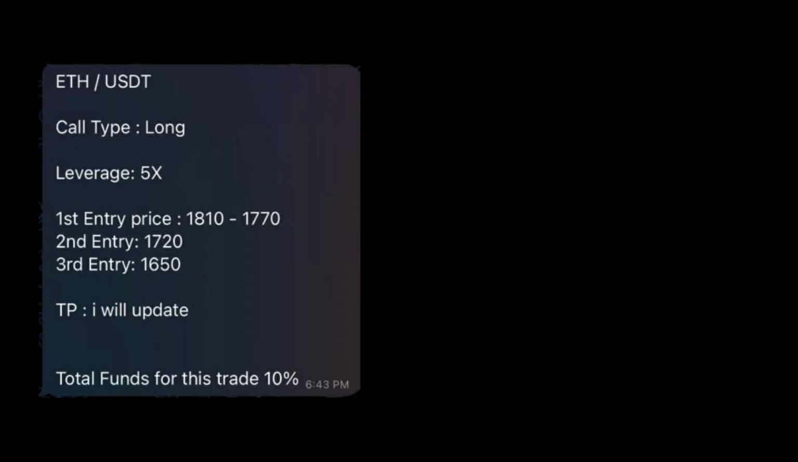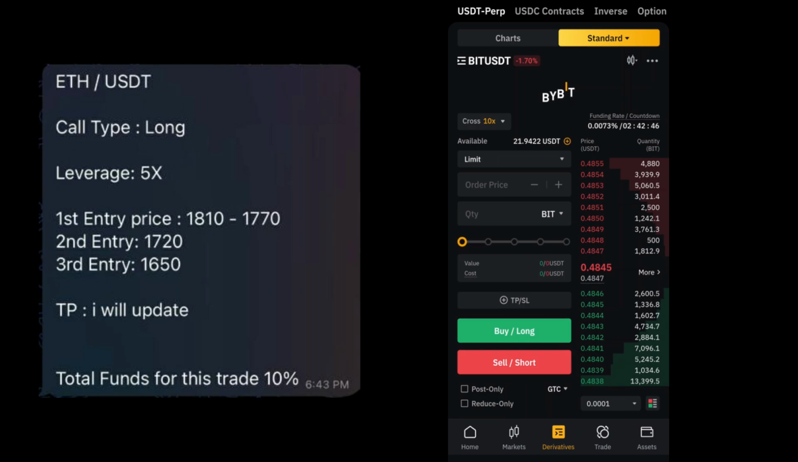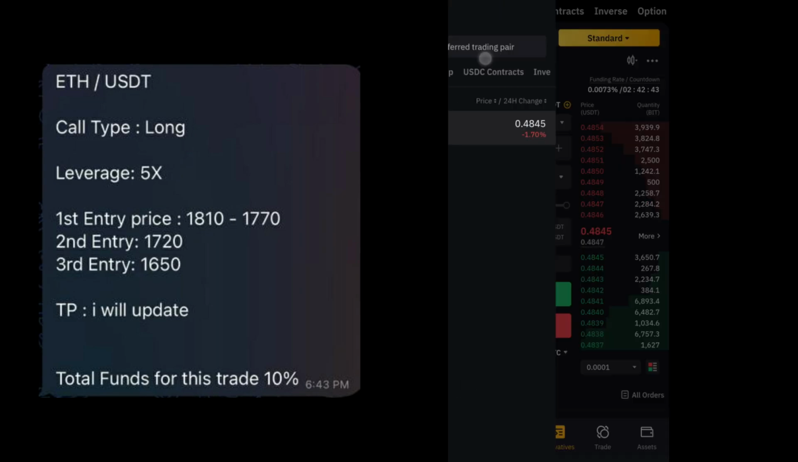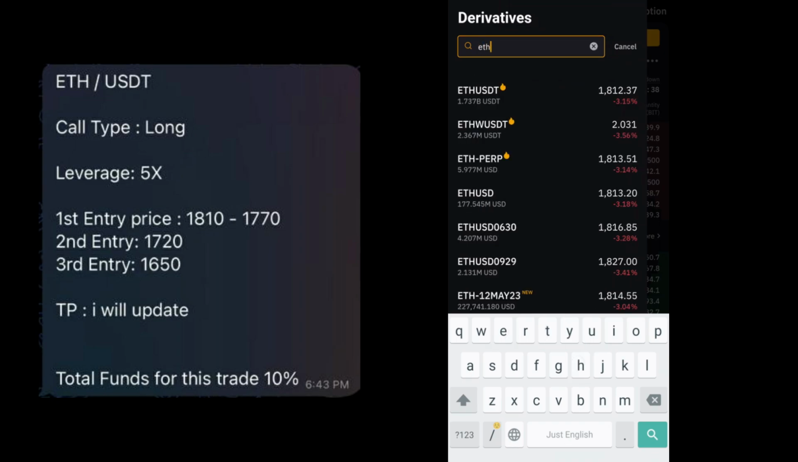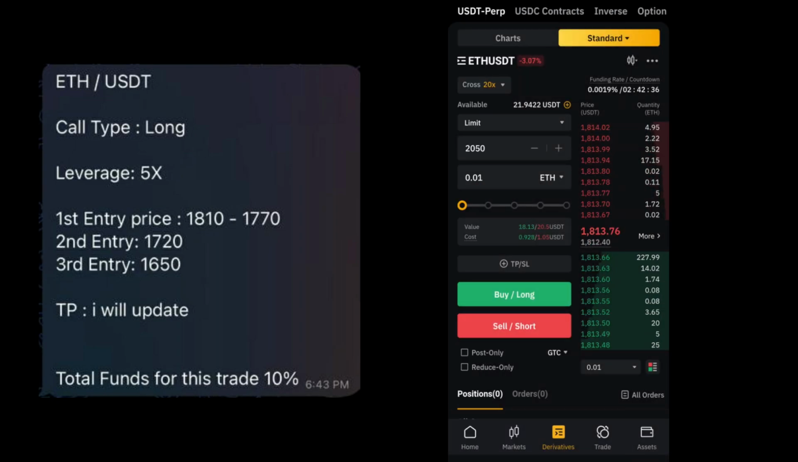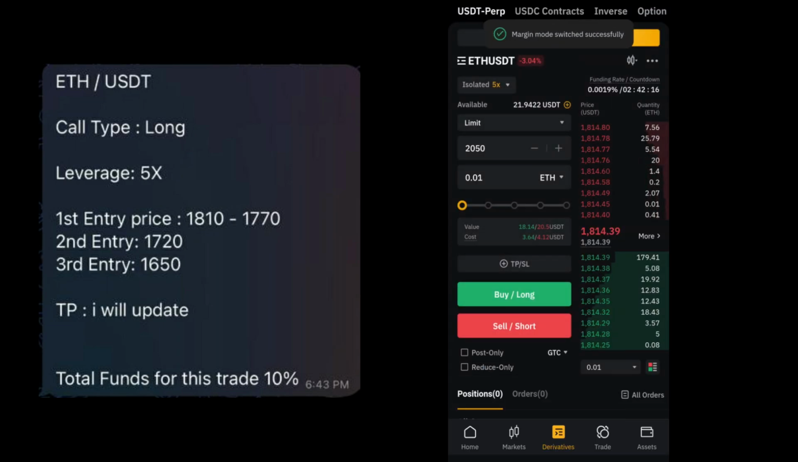Once you get these types of signals on Telegram, just come on to Bybit and click on derivatives. Now on my Telegram signal, I've given the Ethereum trade. So here click on this option, search for ETH. Click on ETH. Here leverage is 5x. So I'll click on the leverage option and set the leverage to 5x and select the isolated option. Guys, only if I tell you to select the cross option on my Telegram post, then you should go with cross. If not, then just go with isolated mode.